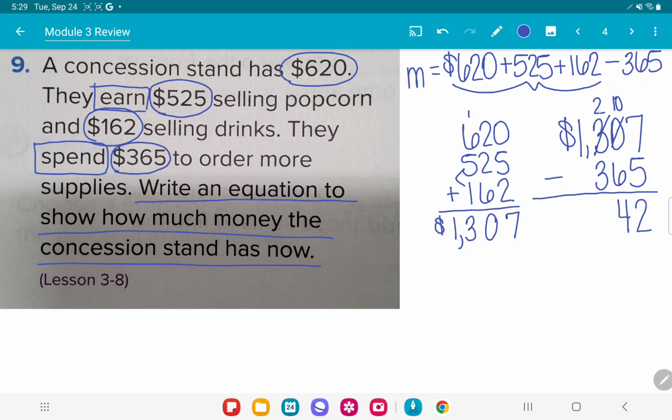Now I'm moving to my hundreds. I have 2, and I need to take 3 away. If I have 2, I can't take 3 away, but I can use some number sense and see that what I have left in this problem is 12 minus 3, and I can go ahead and subtract 12, take away 3. That leaves me with 9. So if we wanted to know how much money the concession stand has now, we found that M, or the amount that the concession stand has now, is $942.